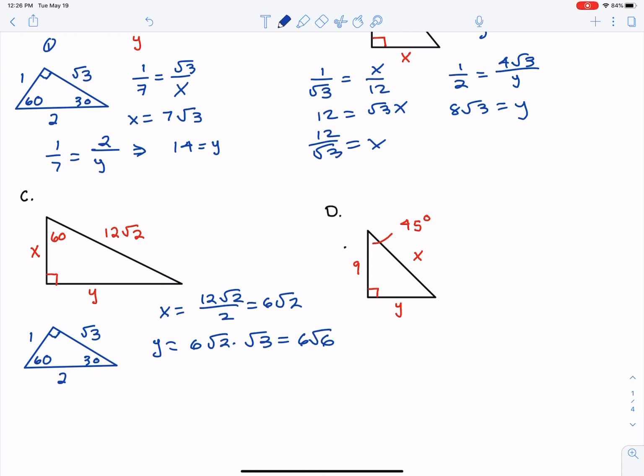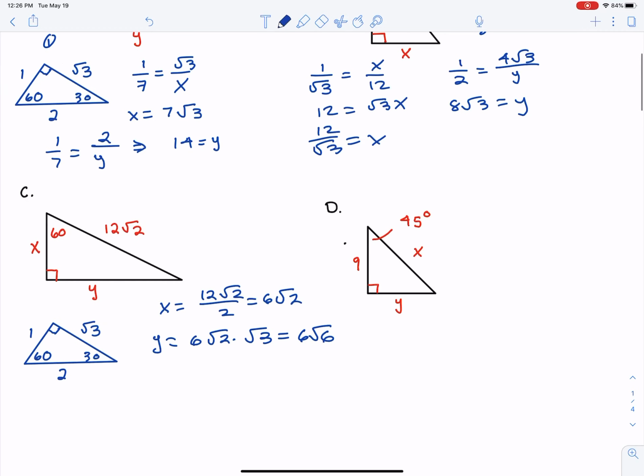Okay? Then let's do our last one here. So this triangle is a little bit different here, right? This is a 45, 45, 90. So our ratios for this one, right? So this is my triangle here.